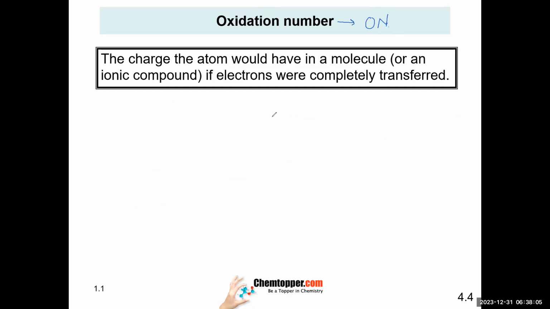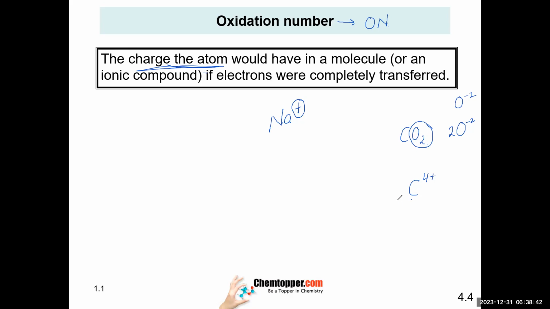For example, you said sodium is 1 plus. So this is the oxidation number of sodium: the charge on a single atom when all other atoms are removed. For example, if I give you CO2 and I remove these two oxygens, you know each oxygen is minus 2. Two oxygens means minus 4. So what is the charge left on carbon? Plus 4.